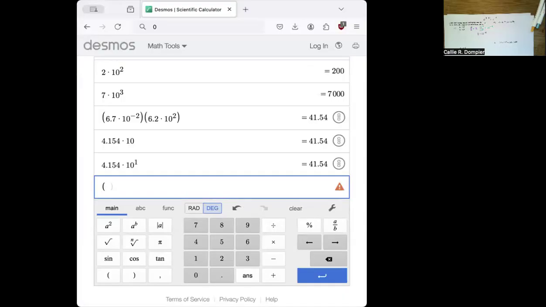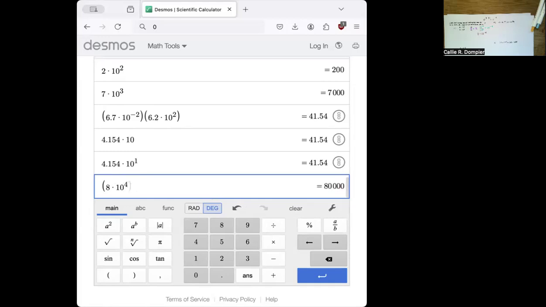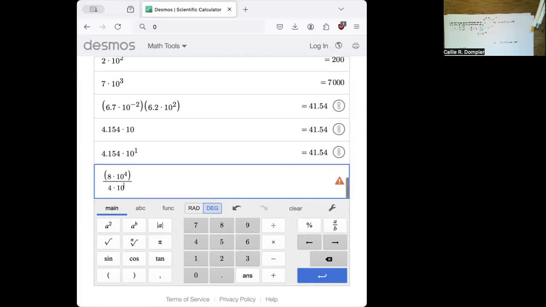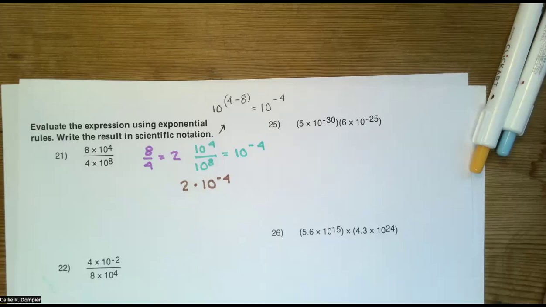If we put that into our calculator, will we get 2 times 10 to the negative 4th? Be really careful. 8 times 10 to the 4th divided by 4 times 10 to the 8th, 2 times 10 to the negative 4th. That's the number we got doing it the mathy way, right?